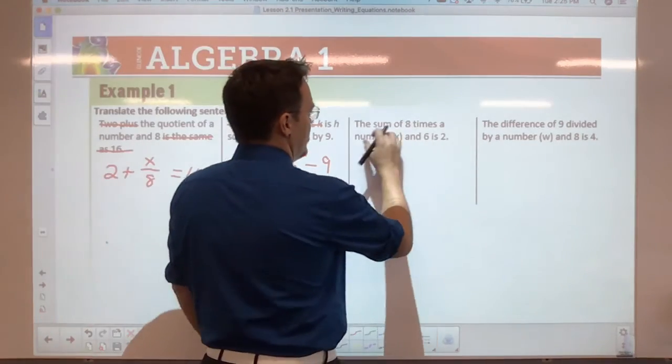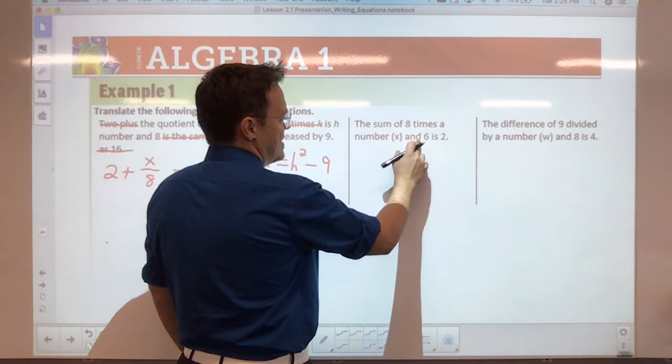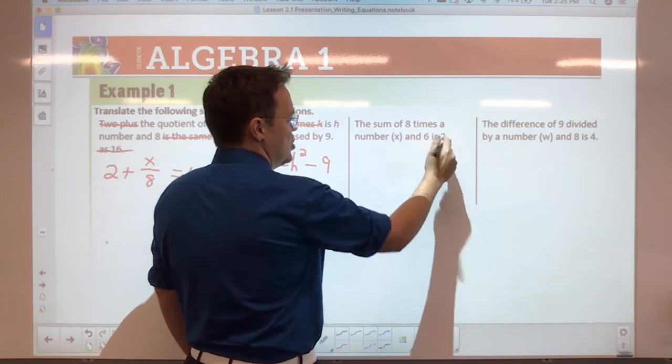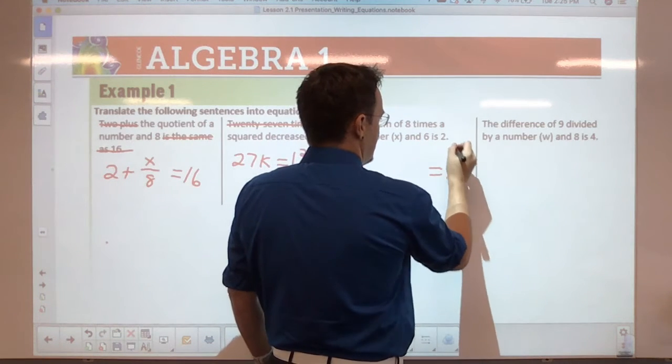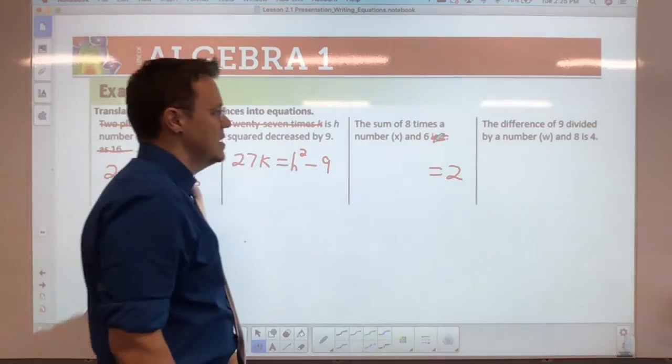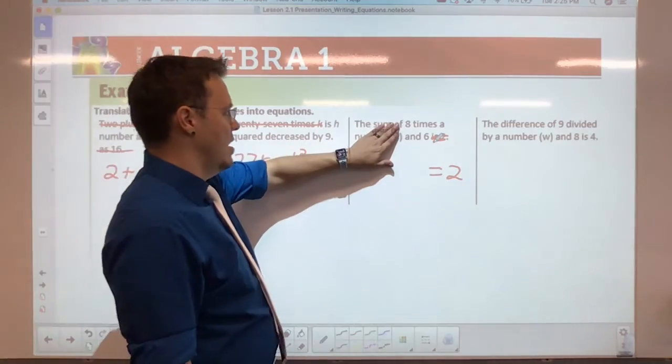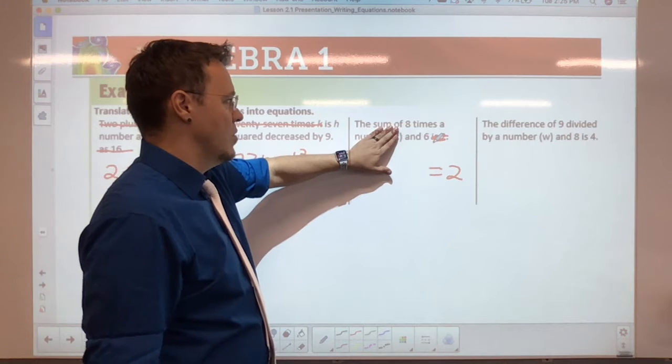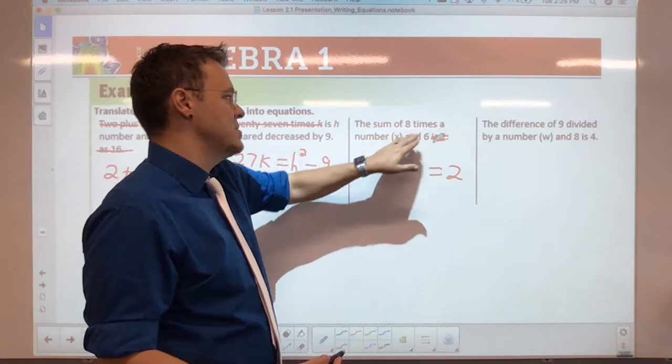All right, so we know the sum of 8 times a number x and 6 is 2. All right, so I know I can end this thing with 2. So let's get rid of what we can. Okay, and then I got the sum of. So we're adding the sum of 8 times a number.